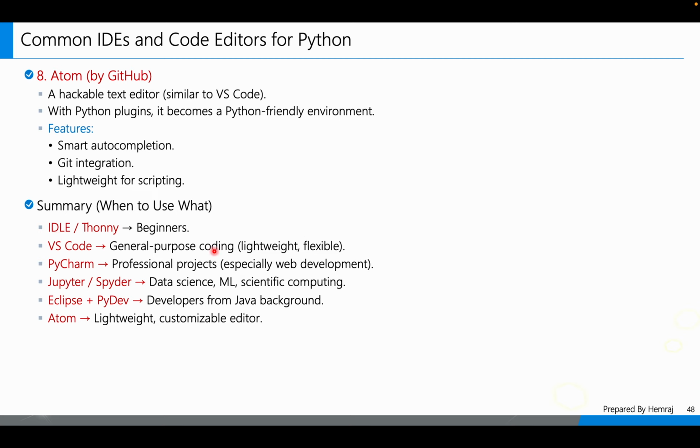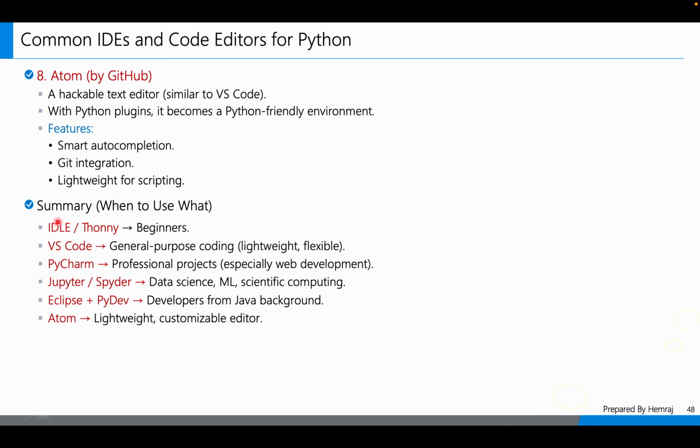These are the defaults. VS Code: general purpose coding, lightweight, flexible. For coding we can use VS Code. PyCharm is used for professional projects and web development. Jupyter and Spyder: data science, machine learning, and scientific computing. Eclipse and PyDev: developers with Java backgrounds. So these are the use cases of Python IDEs. There are a number of Python IDEs available in the market. These are the best and commonly used Python IDEs. These are meant for beginners.